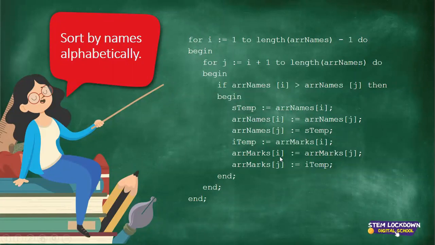do your swapping. All right, so there's my array name swapping, and here's my array mark swapping to go with it. I really hope this all makes sense to everybody.